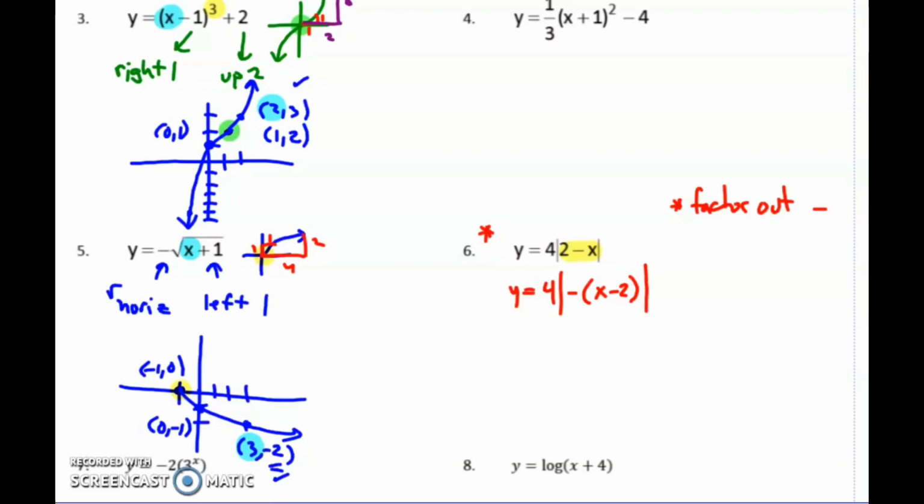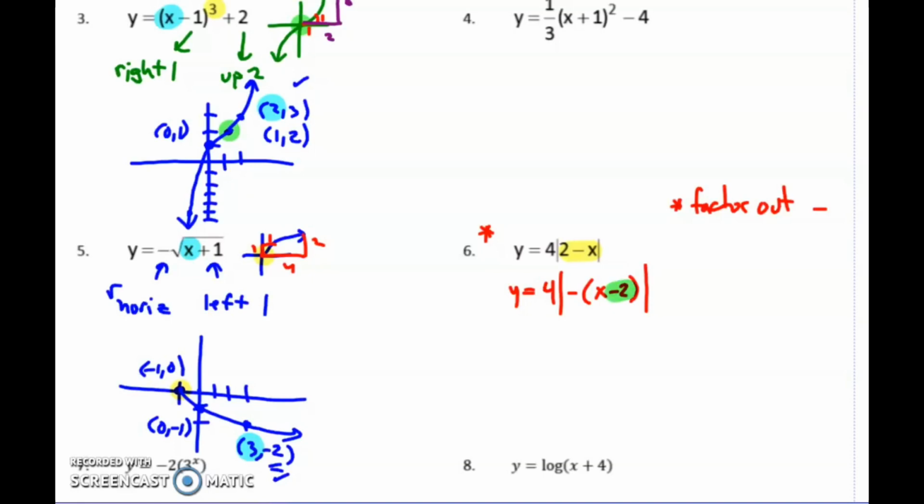The reason for that, if you don't factor out that negative, your horizontal shift is going to be wrong. Because when you look at the original one, you might think, oh, I'm going to go left 2 because it's a positive 2. But it's not. It's actually right 2. Okay, so you can see that right here.